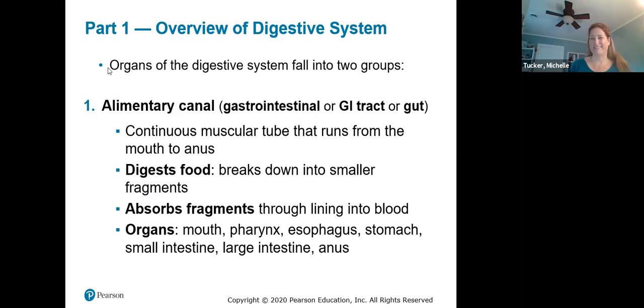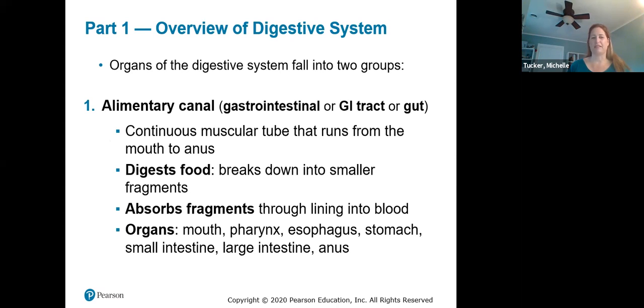So welcome to the digestive system. The digestive system is going to be comprised of 2 groups of organs. The first is the alimentary canal, also known as the GI tract. The GI tract is a continuous muscular tube that runs from the mouth to the anus. It is actually considered to be part of the external environment, which I think is a little wild, but because it opens at both ends to the external environment, it's like we have this tube of environment running through our bodies.